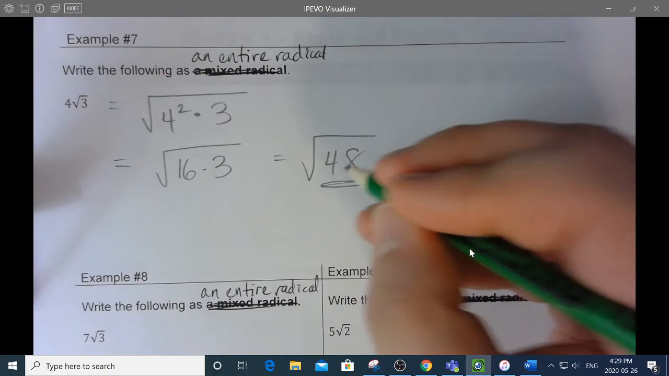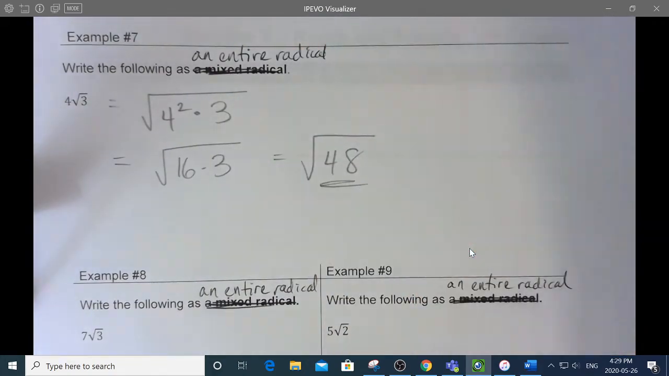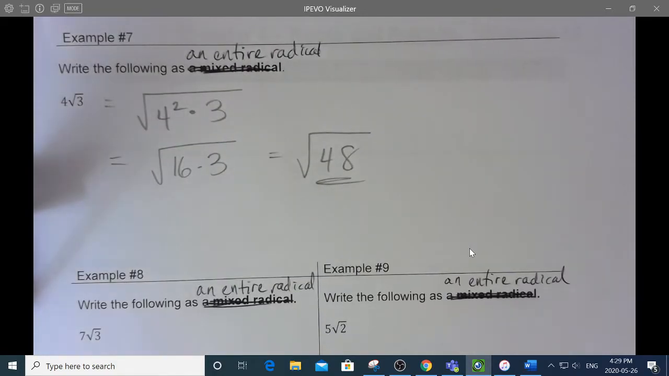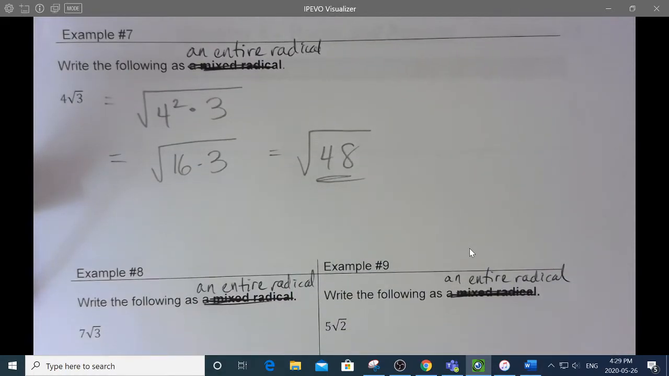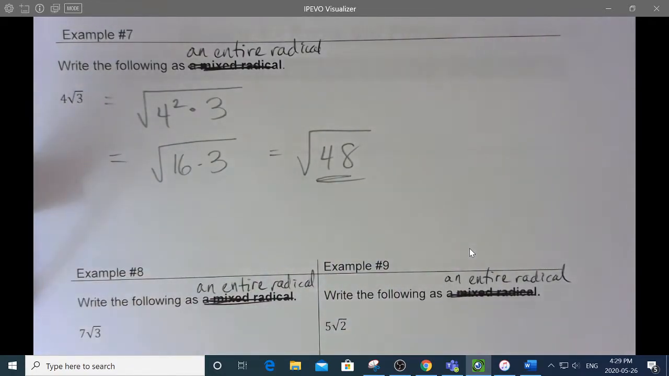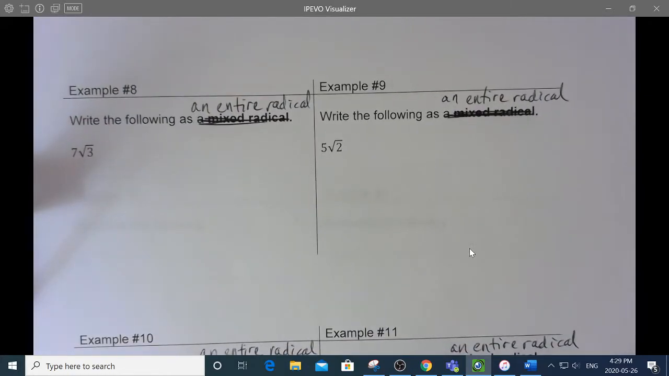This is not the simplified form, but we might want to change it to this form because we're going to do something algebraically with it or arithmetically with it. In math, anytime you learn an operation, you should learn how to undo that operation. So this is us making it a complete or an entire radical. Once again, though, this isn't the simplified version of that. This is considered the simpler version. Next, let's do 7 root 3.